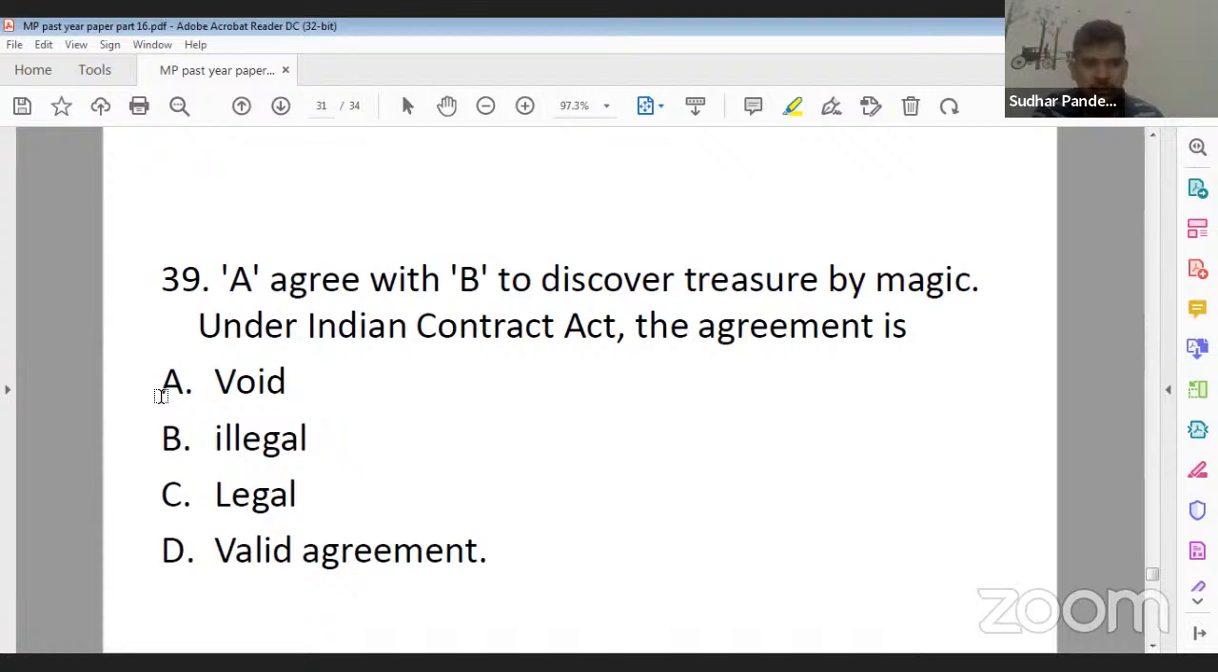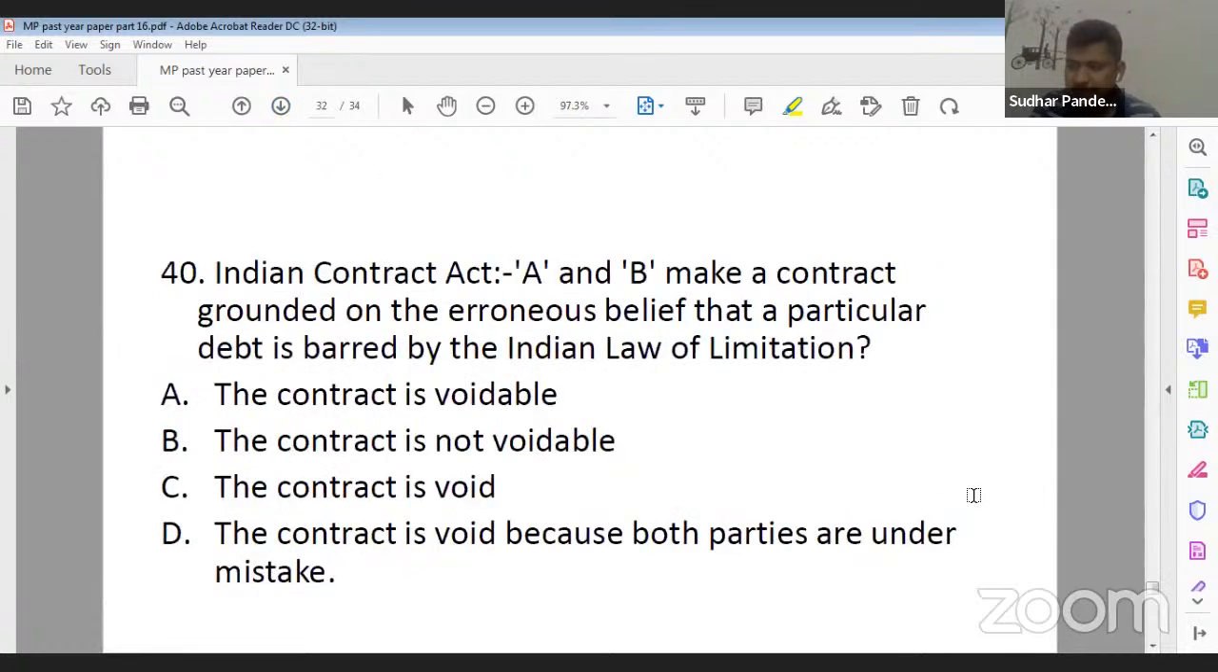Quite an easy question. An agreement to do an impossible act is, under section 56 of the Indian Contract Act, void in nature. So A is the correct answer. For 39, yes, Vinny ji, A is the correct answer. For 38, C is the correct answer, Vinny ji.